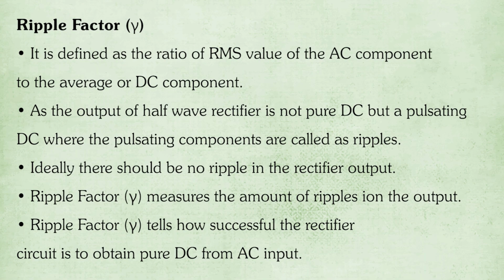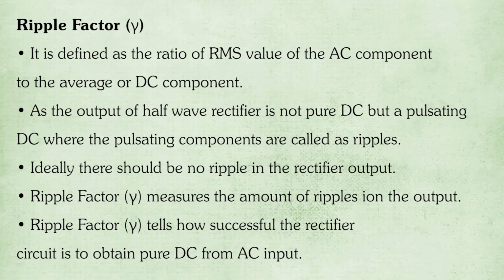It is denoted by gamma. It is defined as the ratio of the RMS value of the AC component to the average or DC component. That means the RMS value of the AC component which is obtained at the output, divided by the average or DC component of the output, will give us the ripple factor. As the output of the half wave rectifier is not pure DC but a pulsating DC, the pulsating components are called ripples.